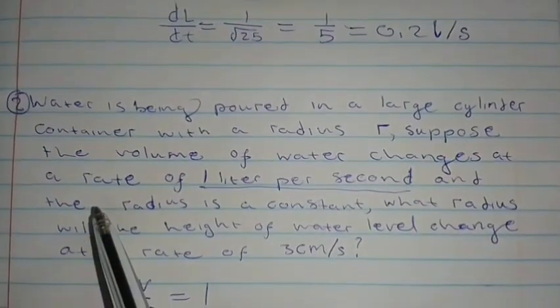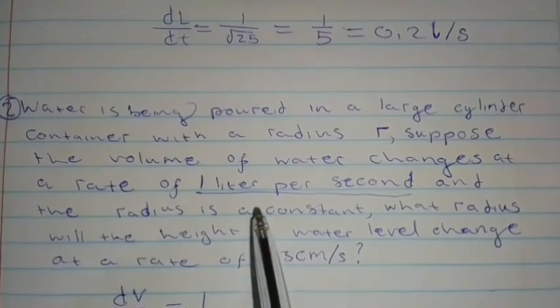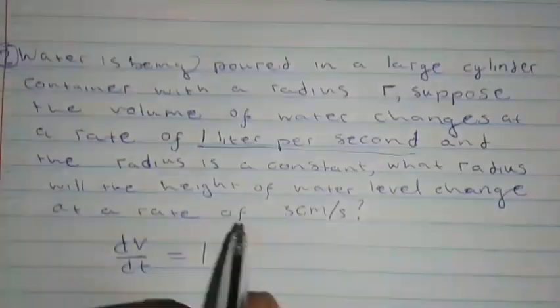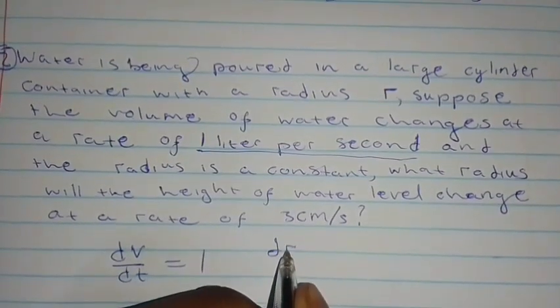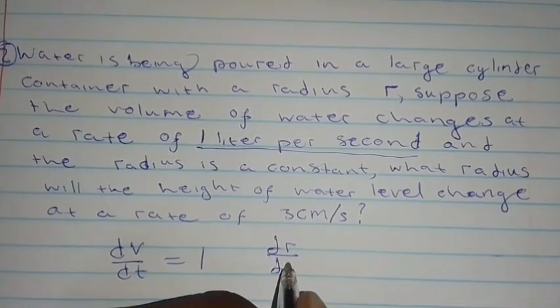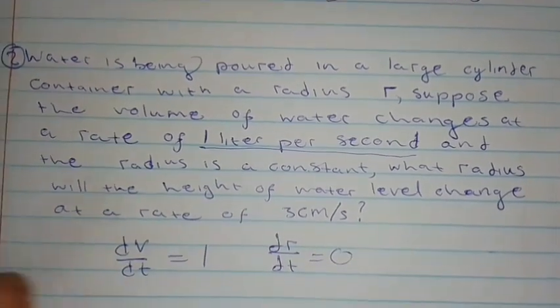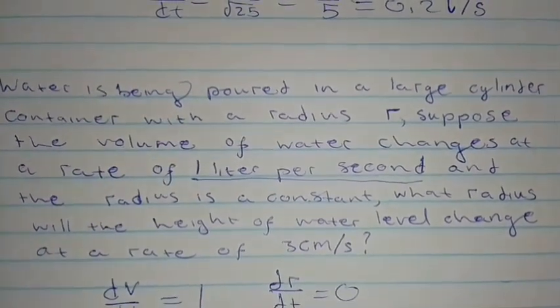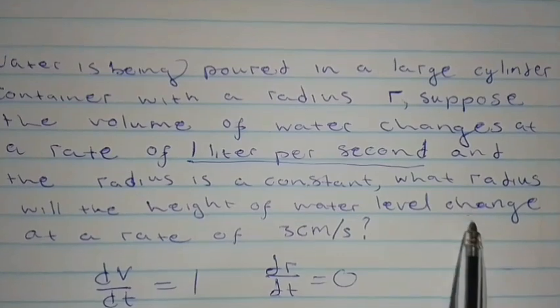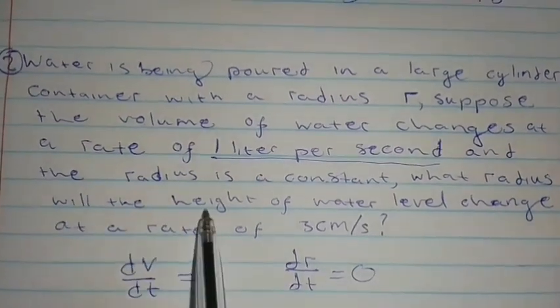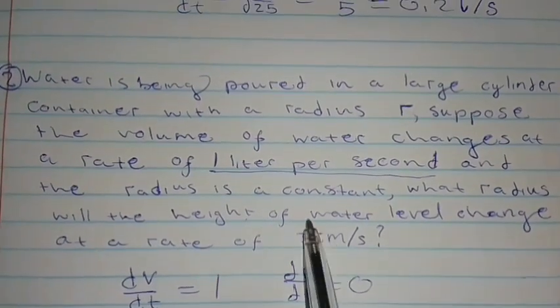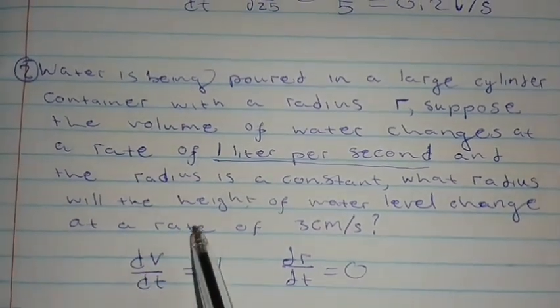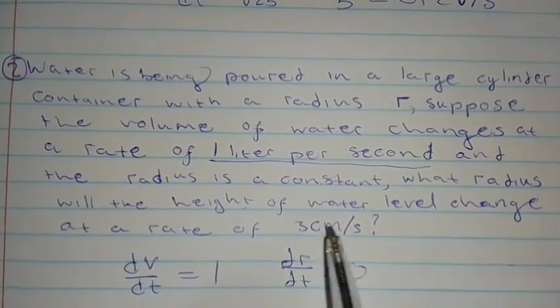Now, further continuing on this, and they say the radius is a constant. So if a radius is a constant, you already know that dr over dt is 0. That means we can treat r as a constant. We don't need to differentiate r since it's a constant. Now, what radius will the height of the water level change at a rate of 3 centimeters per second?